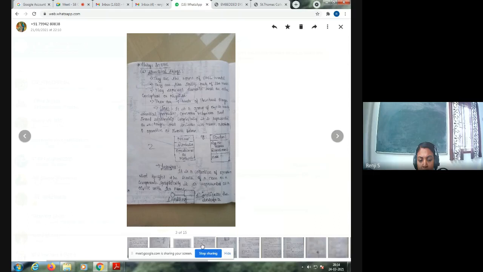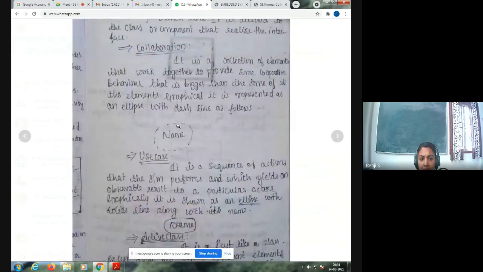Then the third one is collaboration. Collaboration is a collection of elements. It can be several objects, and they work together to provide some cooperative behavior which is bigger than the sum of the elements. Individually the functionalities may be less, but when working together they can have additional functionalities that could be performed. Graphically it is represented as an ellipse drawn with a dashed line.